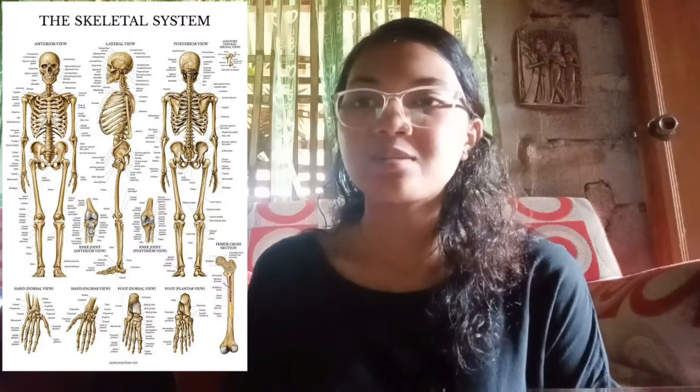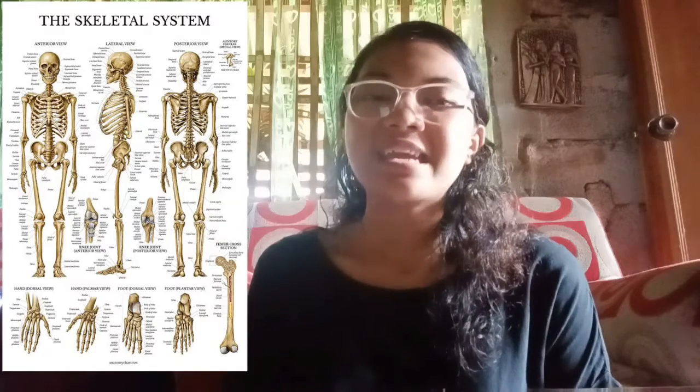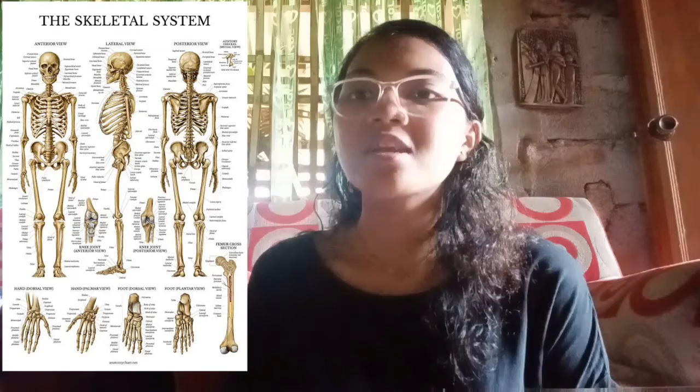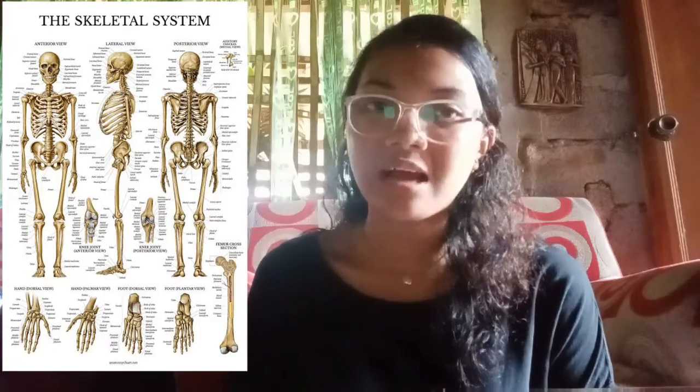New blood cells are produced by the red bone marrow inside our body, or inside our bones. Bones act as the body's warehouse. The skeletal system anatomy. The skeletal system in an adult body is made up of 206 individual bones.